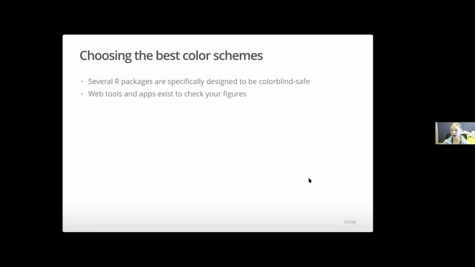So there are several R packages, and I'll introduce you to some of them, that are specifically designed to be colorblind safe. They only produce color schemes that are safe for the three most common forms of color blindness. But there are also some really great web tools and apps that you can use to check your own figures. And I always do this, always.